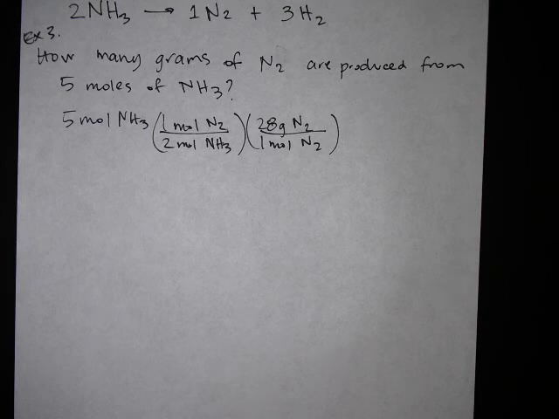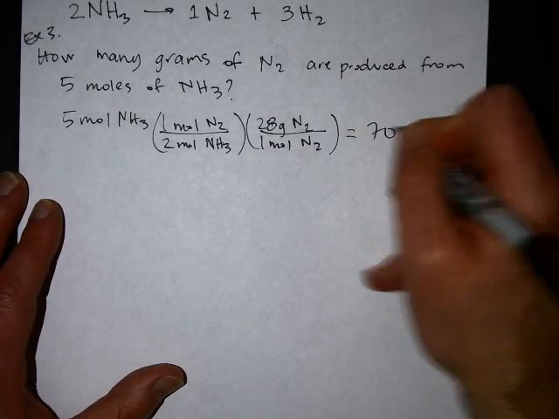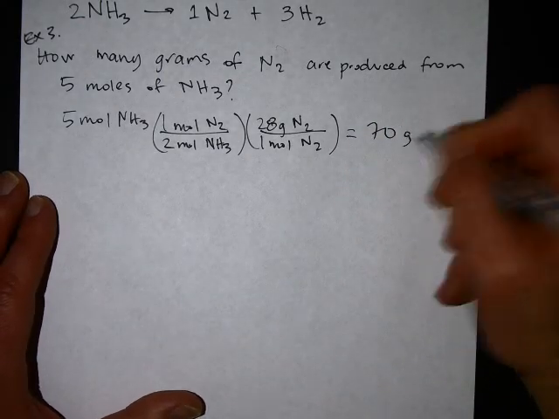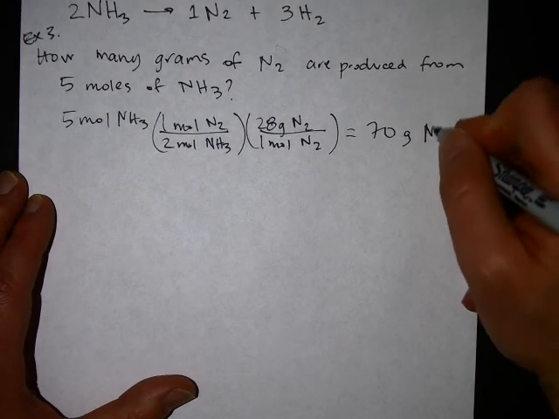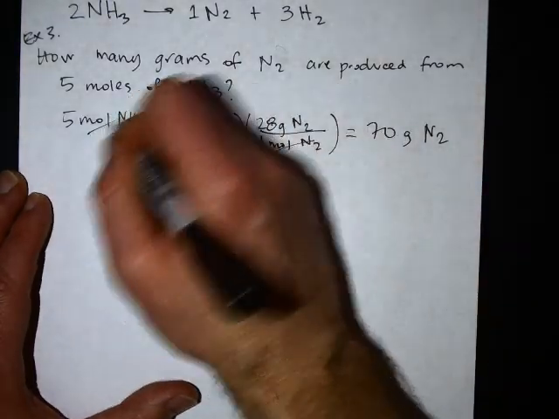What is 2.5 times 28? What is the answer? 70. 70, thank you. I said it 3 times. What's the label? Grams, and don't forget the N too, that's important.